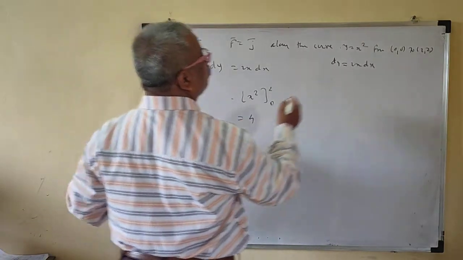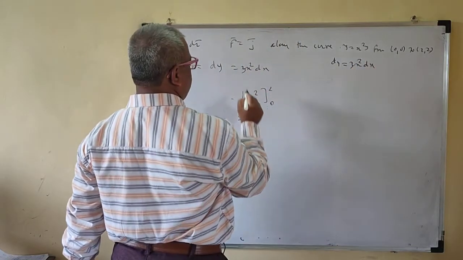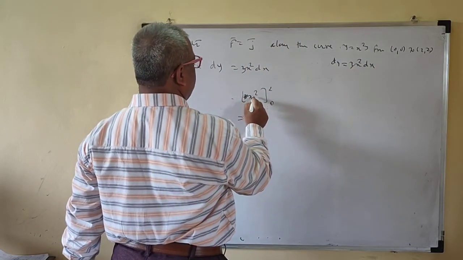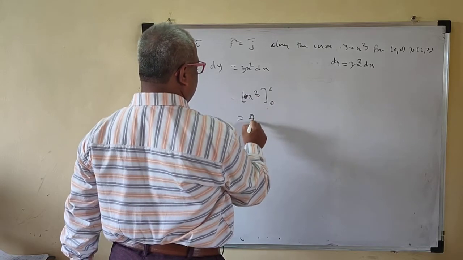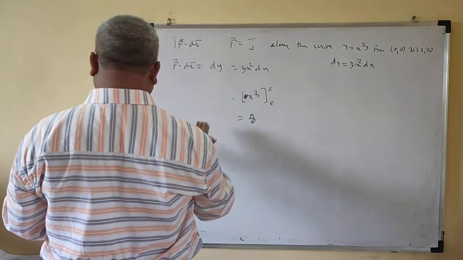So if it is x cube, then you can write dy as 3x square dx. So this is 3x square, that means the integral is x cube. So this will be 8 now. The answer will be 8 now.